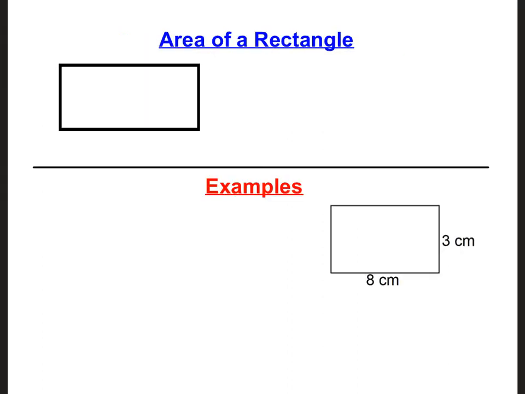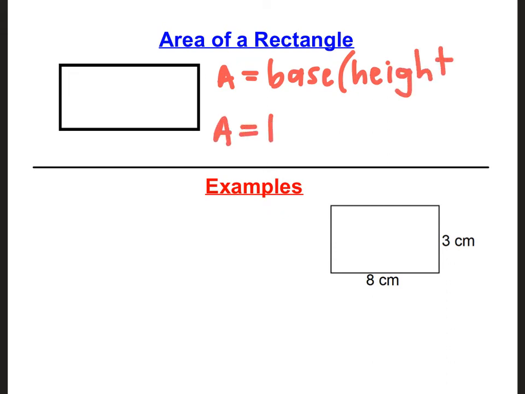Alright, so the first thing we're going to talk about is the area of a rectangle. Remember, the area of a rectangle, hopefully you've seen this before, is area equals base times height. You may have seen this formula as A equals B times H, or A equals length, that's an L, times width. Those are all valid, they all work.